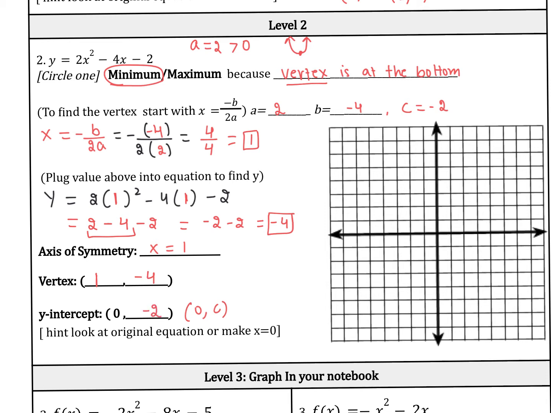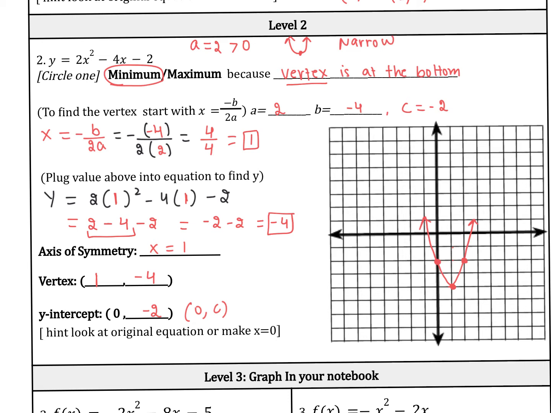First thing you're going to do is graph 1, negative 4, which is 1, 2, 3, 4. This point right here. Now the y-intercept is 0, negative 2. So this is 0, negative 2. Mirror the point on the other side, and you're going to get the graph. And that is also going to be a narrow graph.